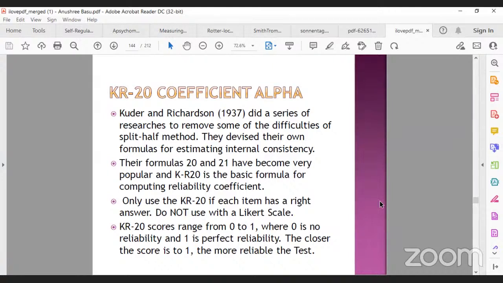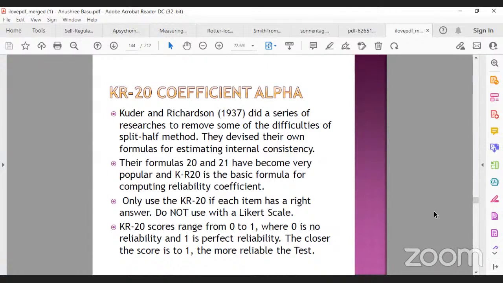Kuder-Richardson is only used when each item has a right answer. We cannot use it on a scale where the response type has some amount of agreement, such as disagree, agree, very poor, poor. If there is one right answer and one wrong answer, yes or no, true and false, right and wrong, then only you can do the coefficient alpha.